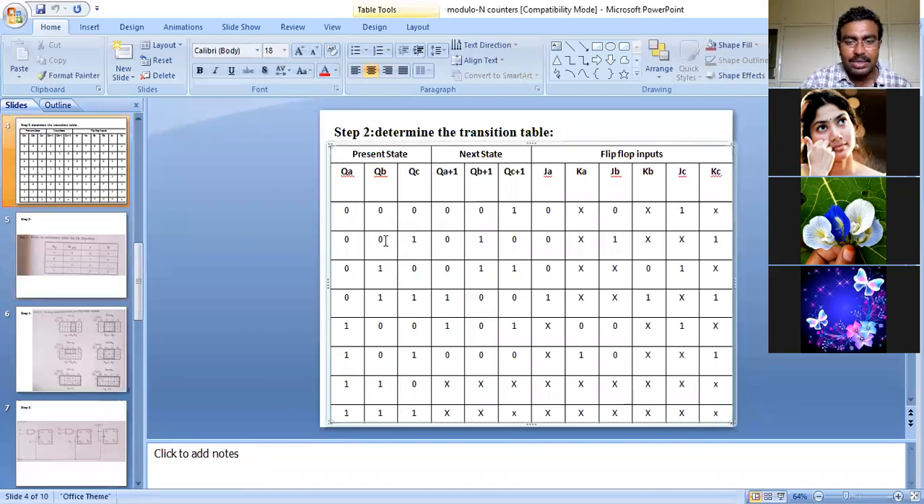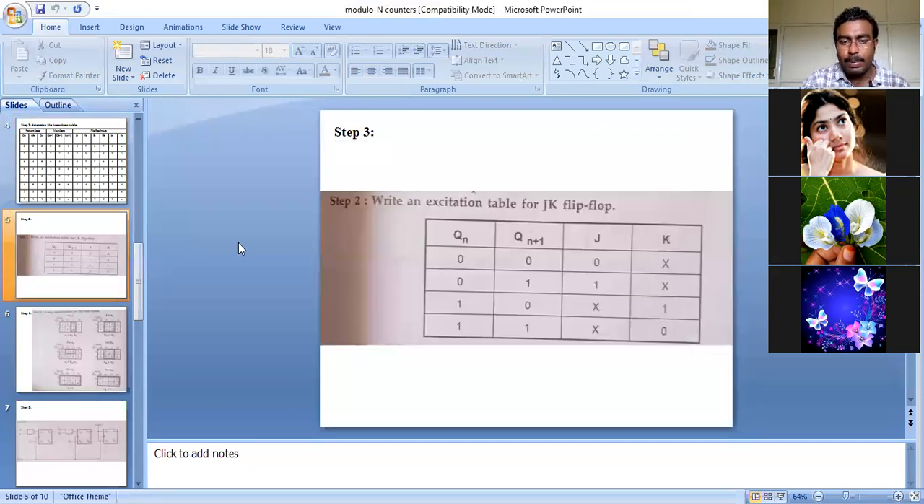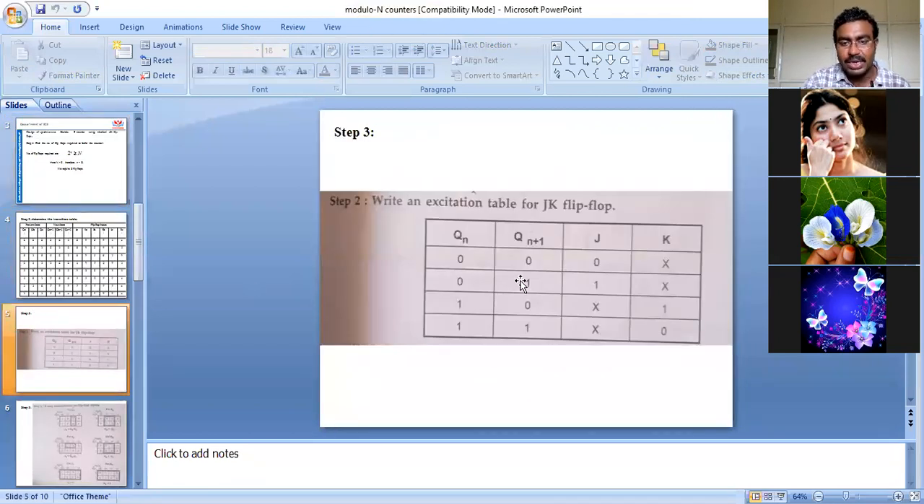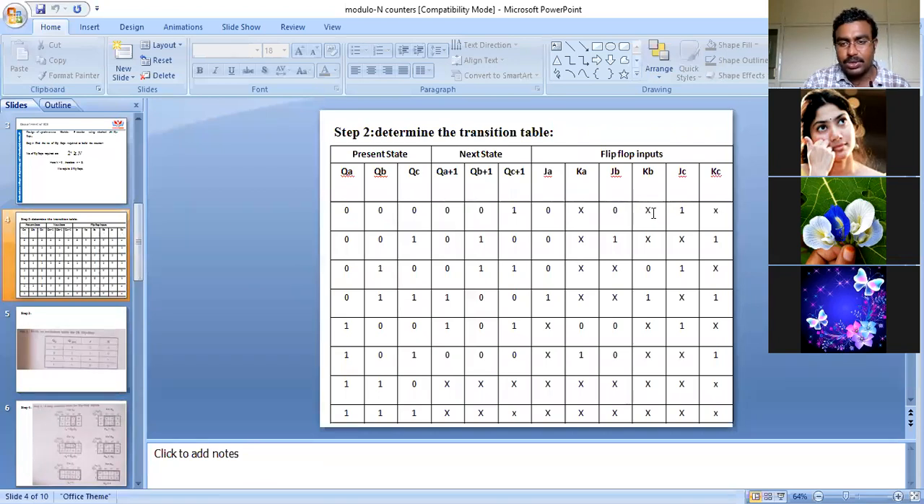Then check the flip-flop B present state and next state values. Here, the B present state value is 0 and the next state value is 1. For 0, 1, what will be your excitation value? 1 and don't care. Actually, something was seen wrong here, students: QB is 0 and QB plus 1 is also 0. For 0, 0, the excitation value should be 0 and don't care. So under JB, KB, I am writing 0, don't care.